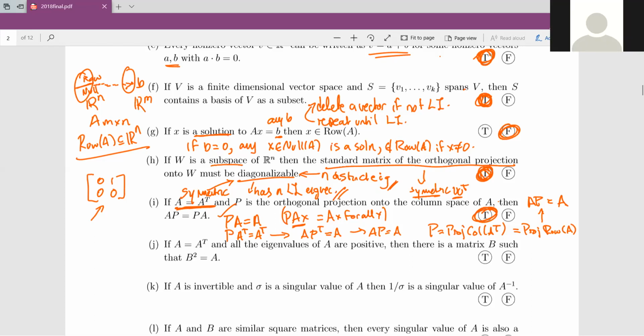I'm sorry, why does AP equal A? In the second proof or the first proof? In the second proof. Okay, so let's do it in detail. P is the projection onto the row space of A, right? So now we need to prove that AP equals A. Let's say you have AP times some X. I'm going to decompose X as a component in W and a component outside W.